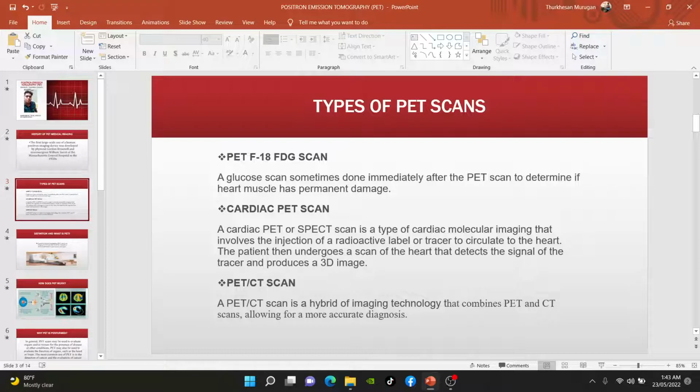The next is the cardiac PET scan. A cardiac PET or SPECT scan is a type of cardiac molecular imaging that involves the injection of a radioactive label or tracer to circulate to the heart. The patient then undergoes a scan of the heart that detects the signal of the tracer and produces a 3D image. The last type is the PET/CT scan. The PET/CT scan is a hybrid of imaging technology that combines PET and CT scans, allowing for a more accurate diagnosis.